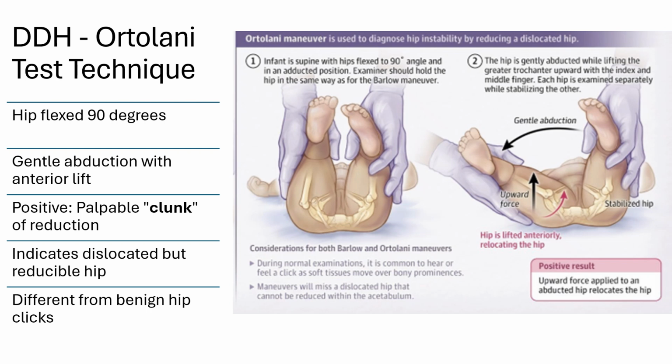The positive test tells you that the hip is dislocated but still reducible, representing a more advanced stage of DDH than a positive Barlow test, but still within the range of successful conservative treatment when detected early.